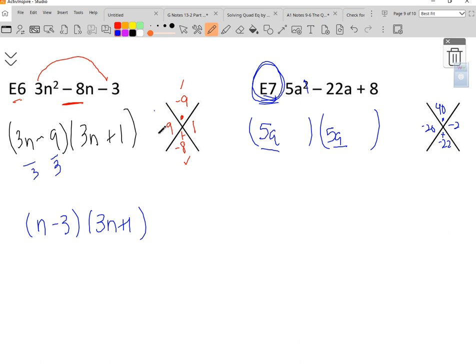So let's get this example. We have negative 9 and 1. Negative 20 and negative 2. Negative 20 and negative 2. And the last thing is to look for greatest common factors. There's a greatest common factor of 5 in these two terms, so that's going to be a minus 4. And there's not a greatest common factor there, so we just bring it down.